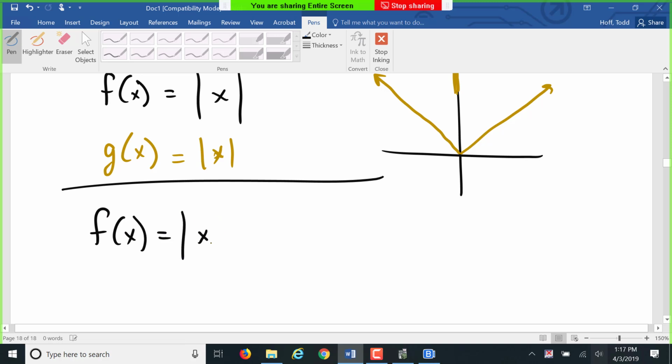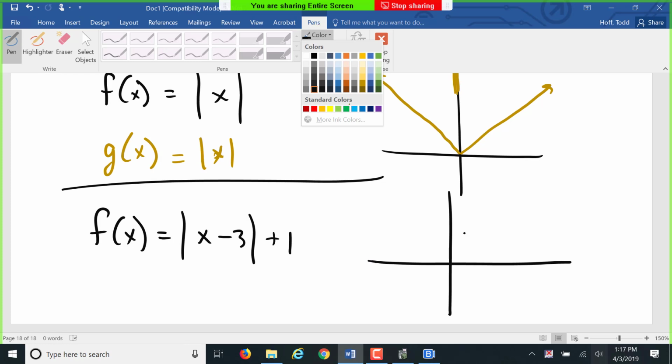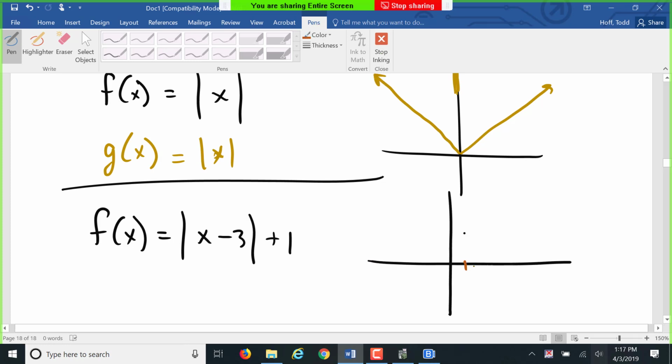If f of x equals the absolute value of x minus 3, plus 1, where's the vertex of that parabola going to be? Positive 3, positive 1. Very good. If I reflect that about the y-axis, where does its vertex have to be? Negative 3, positive 1. Very good.